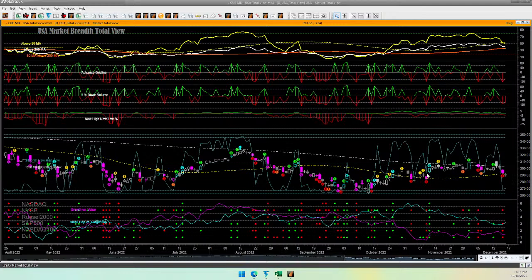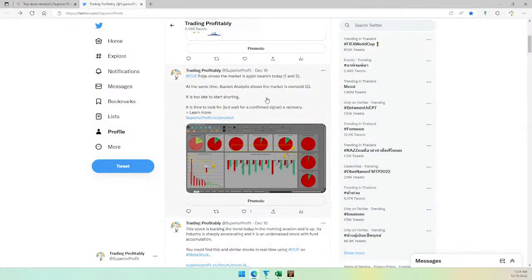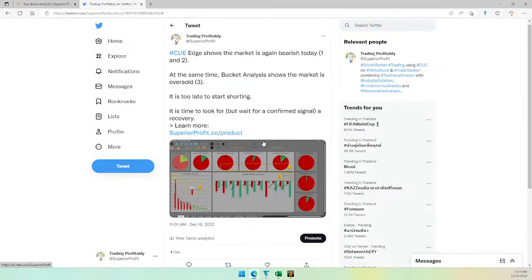Now another reason I am looking for bullish trades starting from Friday is something that I tweeted on Friday during market hours.